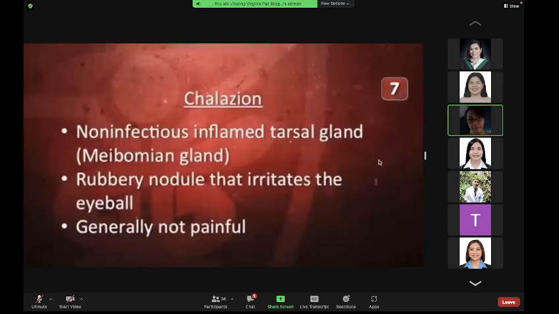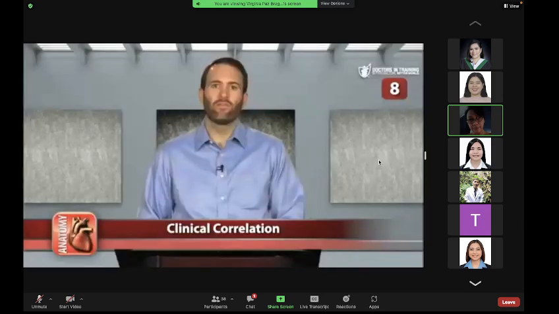So first is, what is a chalazion? A chalazion is a non-infectious inflamed tarsal gland. These glands are also called meibomian glands. And this forms a kind of rubbery nodule. It irritates the eyeball. Now these irritate, but they're not generally that painful. If you squeeze them, they're not that painful, but they are going to cause some irritation to the eyeball itself. Next, we have hordeolum.